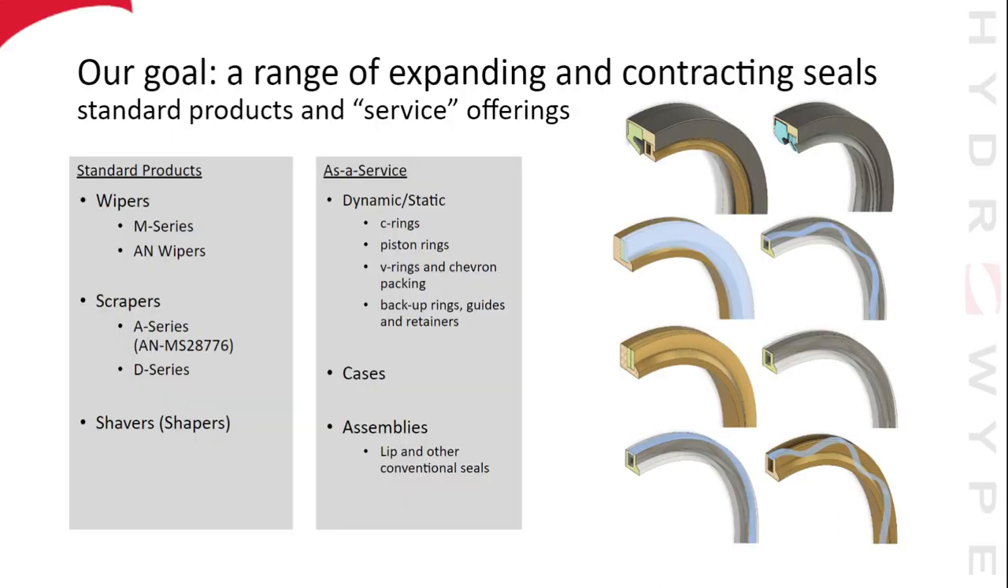So this brings us to our stated goal as a supplier, which is to produce a range of seals mostly made up of standard products that serve a wide range of customers and their applications. Where a customer's particular environment and challenge is unique, then our goal is to be able to develop a solution specifically to address their need and to do so in a cost-effective and responsive way. Our M-Series metal wipers in combination with our A-Series and D-Series scrapers are the mainstays of our offerings.